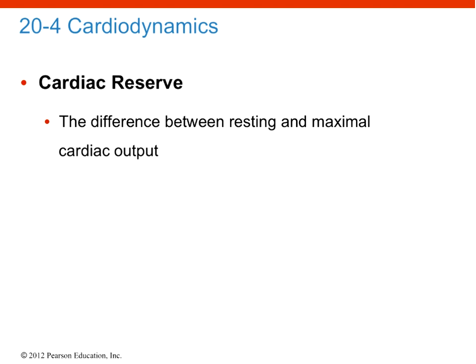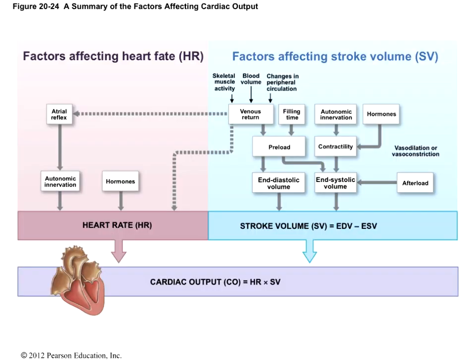So cardiac reserve is the difference between your resting cardiac output and your maximal cardiac output. If you can calculate your resting cardiac output and your maximal cardiac output, and you subtract the two, you're left with what we call your cardiac reserve.